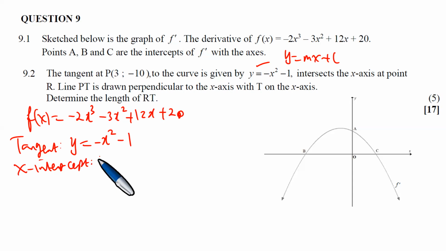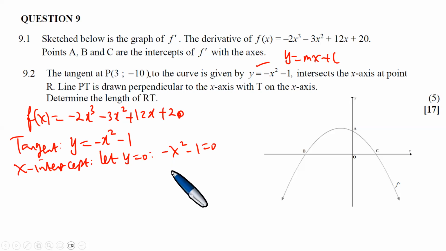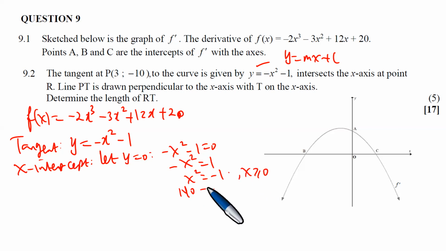So at the x-intercept, you let y be 0, which means it is this one minus that equals 0, right? What is the x-intercept of this one here? So you have minus x squared equals 1, which means x squared is equal to minus 1. Okay, no real roots. X squared is greater or equal to 0. No real roots. So intersect the x-axis at the point R.